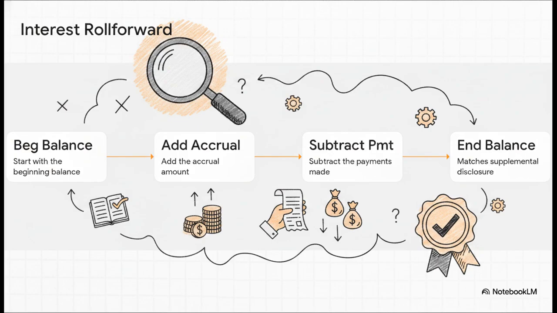When it comes to areas like interest and taxes paid, you can't just hand an auditor a final number on a piece of paper. That doesn't fly. They expect to see a true mathematical roll forward. You need to step logically from the beginning balance, add the accrual, and then subtract the payments to prove that the exact amount ties perfectly to your supplemental disclosure. Doing it this way completely removes all the guesswork.